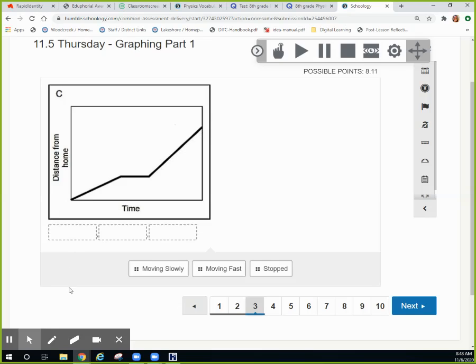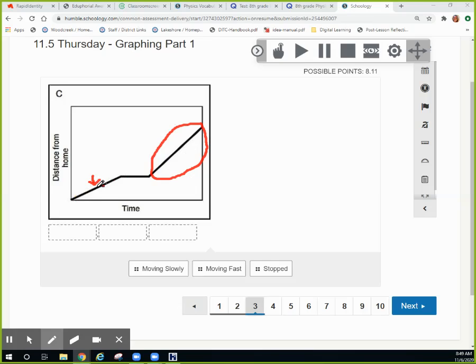This top line right here is indicating that he is covering more distance over time. Therefore, he's moving faster. Because this line is steeper than this line, he's covering more distance over time. Therefore, he's moving faster. He's covering more distance in less time, I should say.